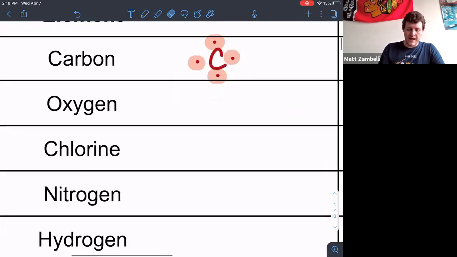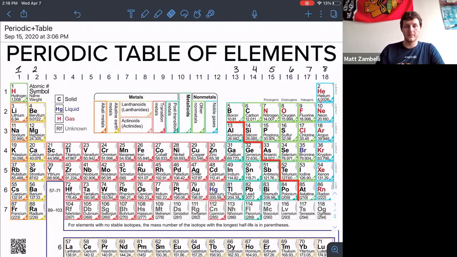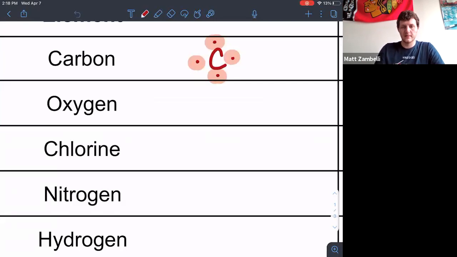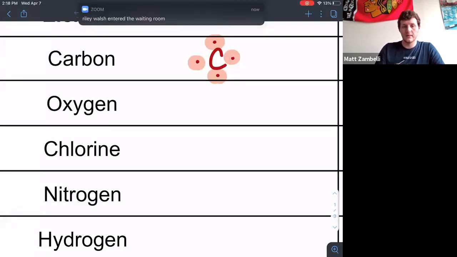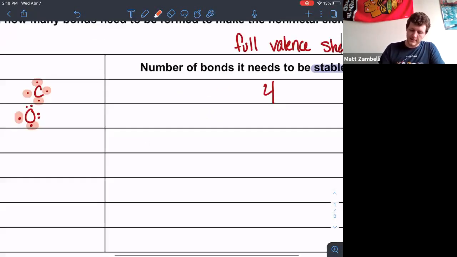Now oxygen. Oxygen has how many valence electrons? It has 6, awesome, which means how many bonds is it going to form? It'll form 2, awesome, because with oxygen we go 1, 2, 3, 4, 5, and 6, which leaves 2 unpaired valence electrons to form bonds. So oxygen would form 2 bonds to be stable.